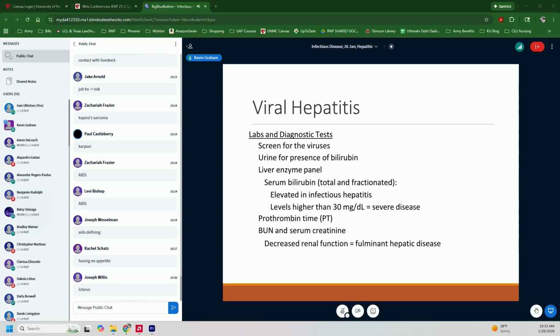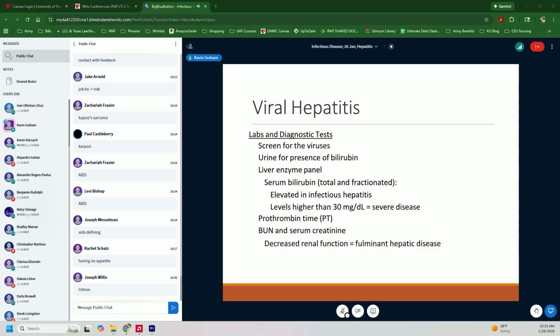All right, some labs and diagnostic tests that we can do. We can screen for the different known viruses that can cause hepatitis. We can look in the urine for the presence of bilirubin. We can do a liver enzyme panel. AST and ALT are the typical liver enzymes that we monitor: aspartate aminotransferase and alanine aminotransferase. We just hear them abbreviated as AST and ALT a lot.